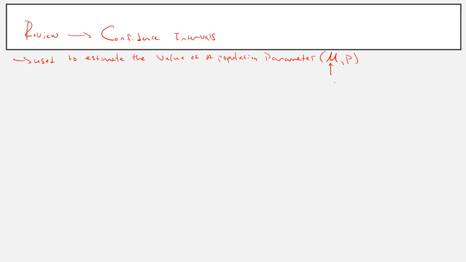What we were talking about a while ago was confidence intervals. Okay. And what confidence intervals do is they're used to estimate the value of a population parameter. Okay, and the population parameters we're gonna be estimating are mu and p. Okay, so mu is a mean and p is a proportion. And the whole idea behind confidence intervals is we use a range or interval of values to estimate the value of the parameter.